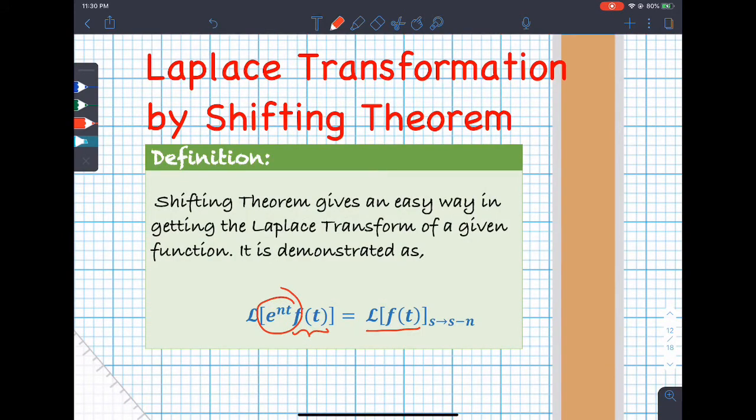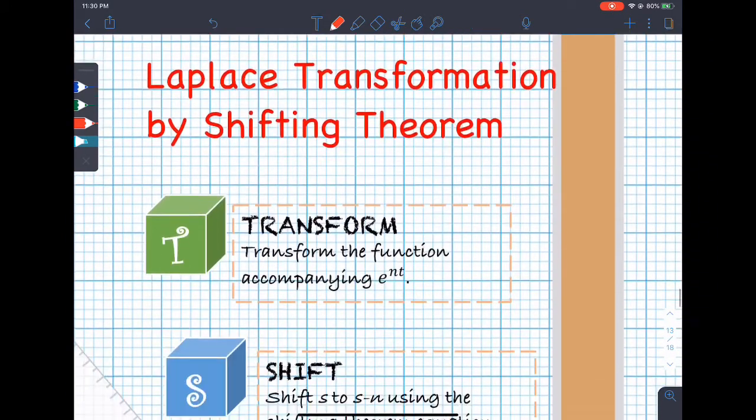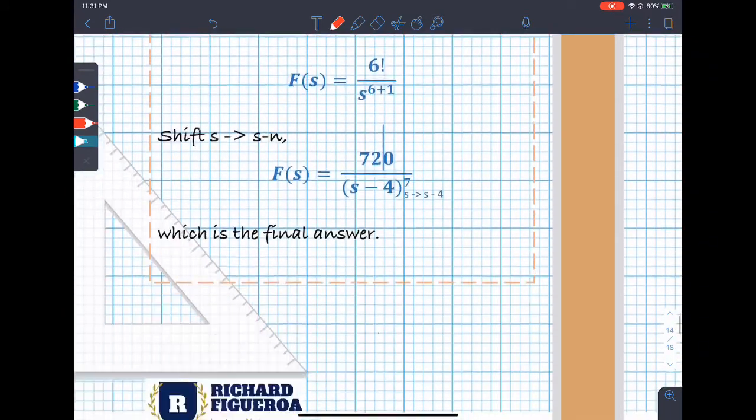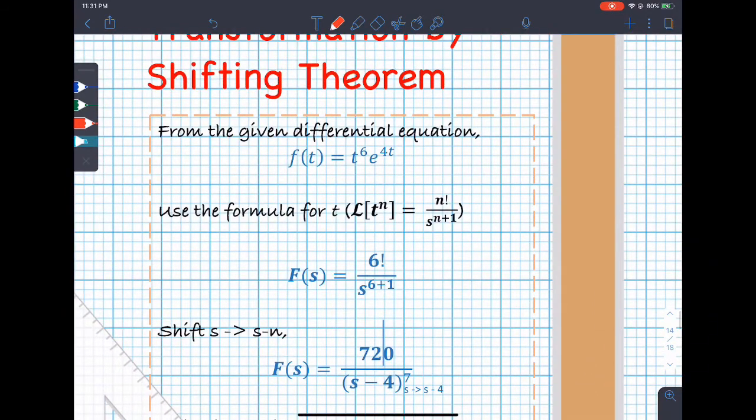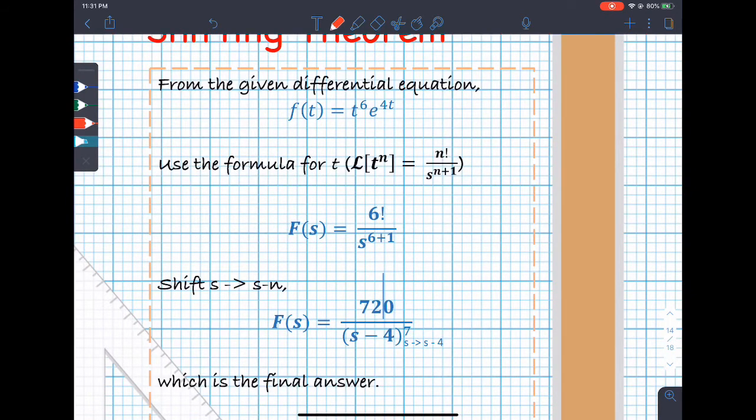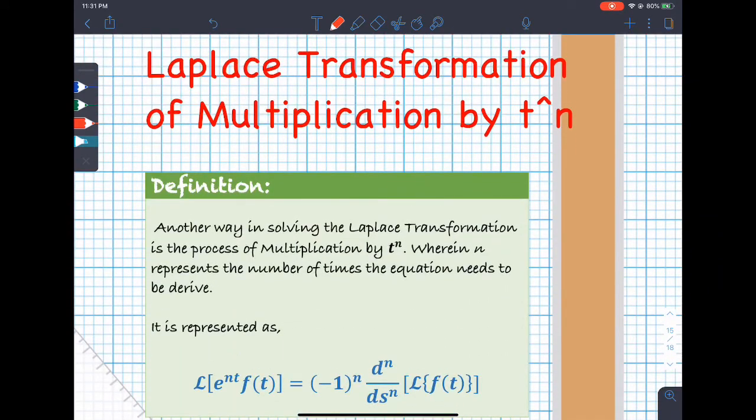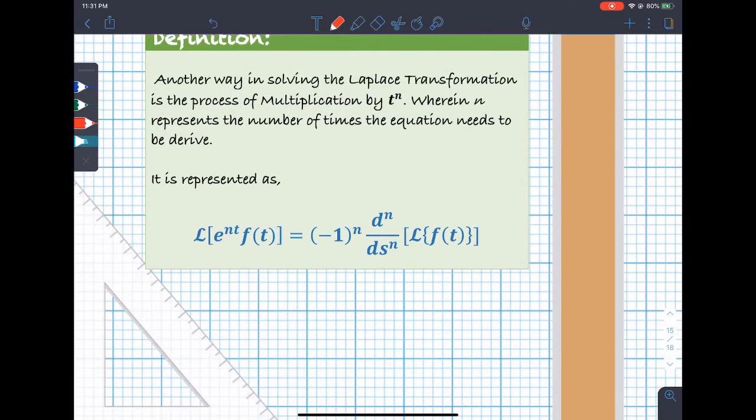So this is simpler. While there are cases, for example, that we'll proceed with later in the examples, where we have a Laplace transformation involving a function multiplied with an algebraic function, t raised to n. So this is not e raised to nt, this is t raised to n.